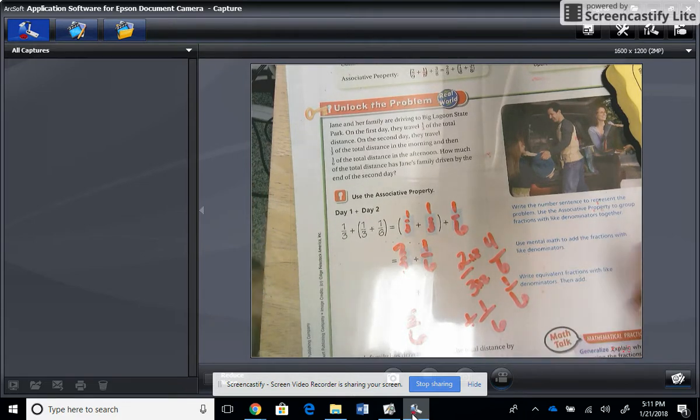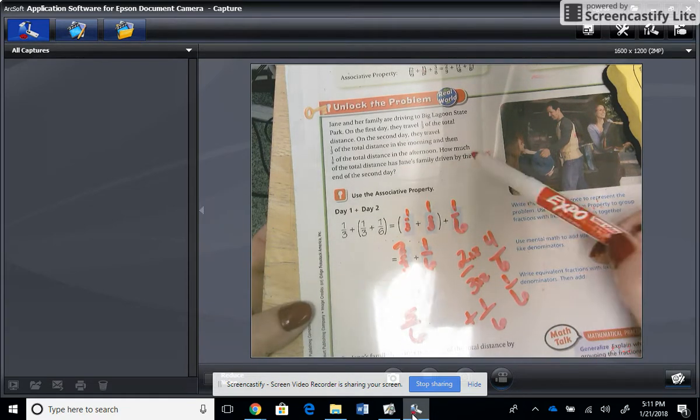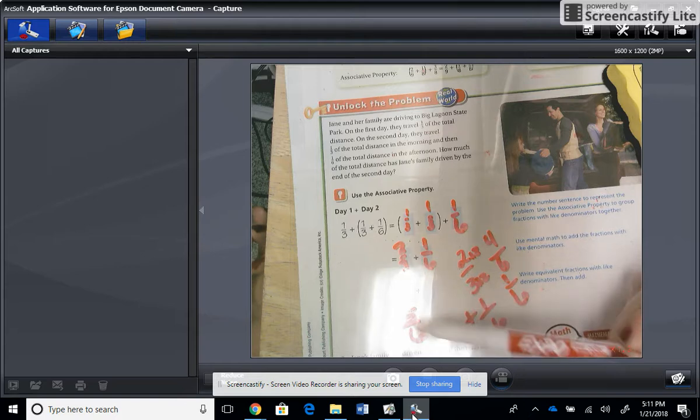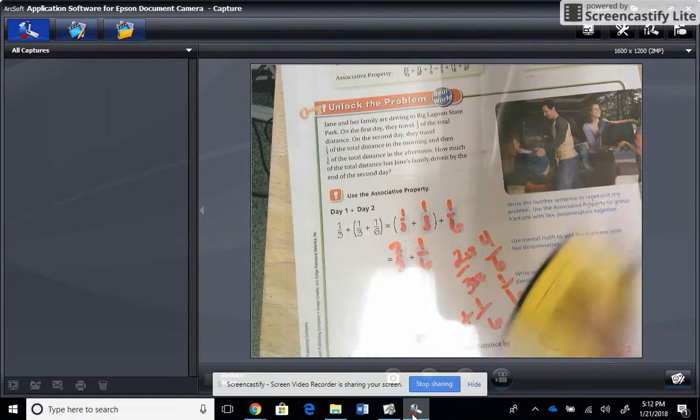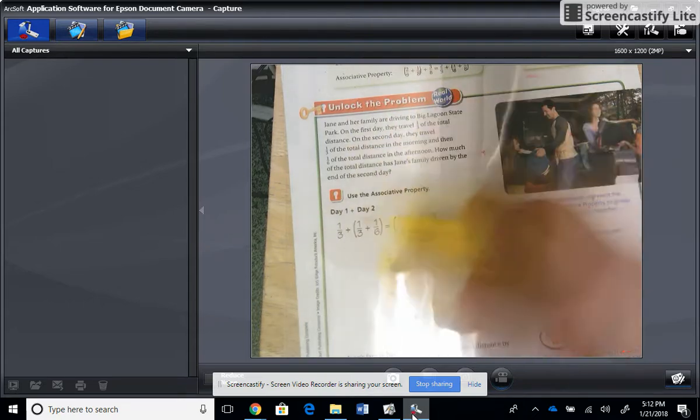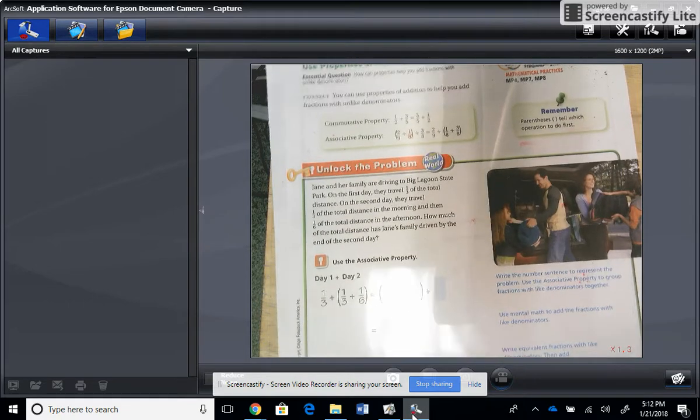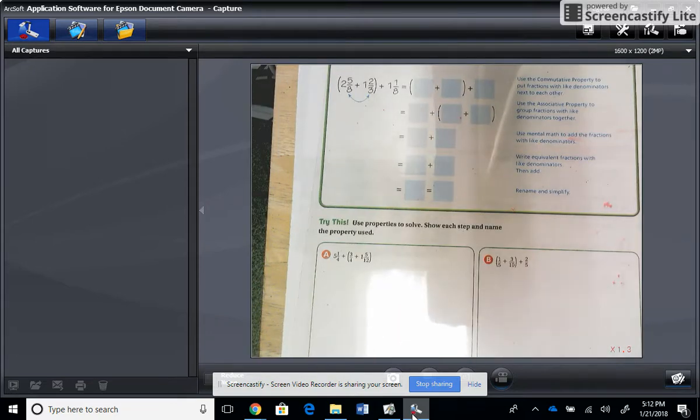So how far did they go all together? 5/6. How much of the total distance have they driven? They've driven 5/6 of the way. So that just made it easier when we put our properties and our common denominators together. So let's look at another one here, and let's look at what we can put together to make it a whole lot easier.